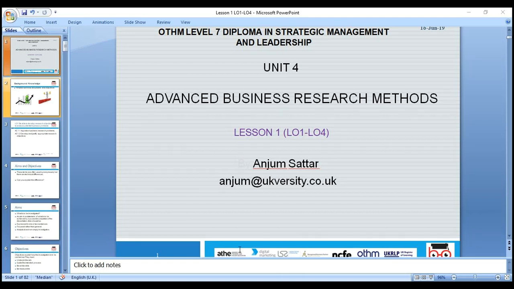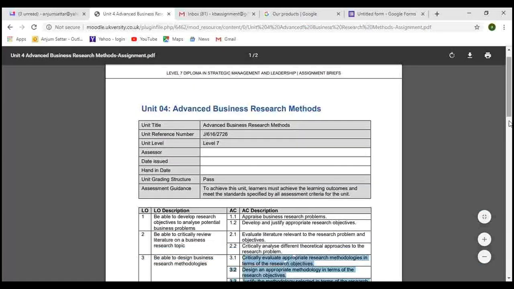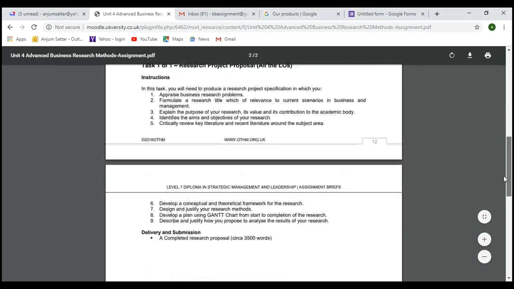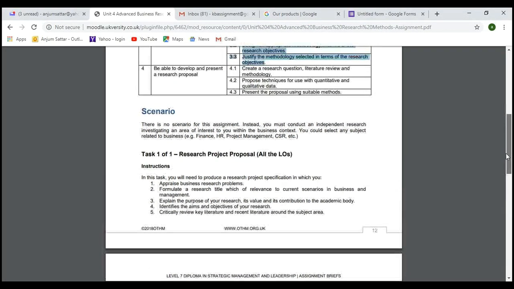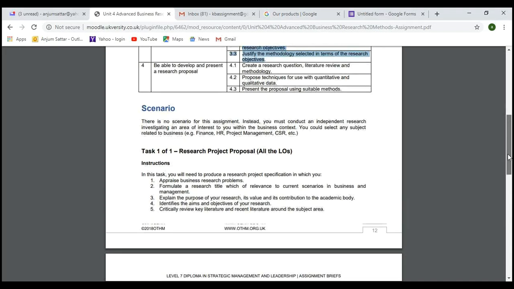Okay, what I'm going to do is upload this research proposal for you as well, as a sample. And we'll go back to your Moodle. I am in the LMS for the ATHE. Before it was Moodle, but now it is the LMS.